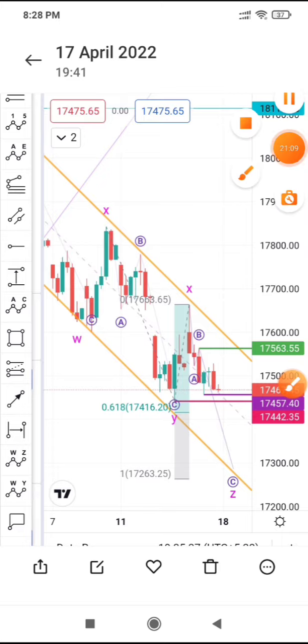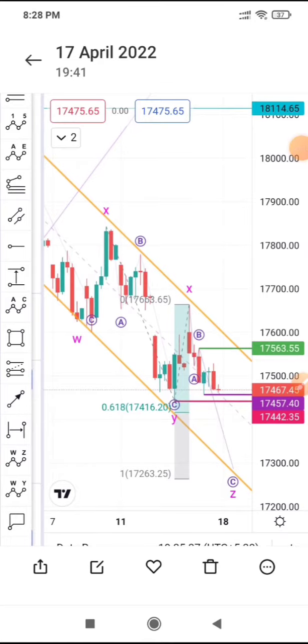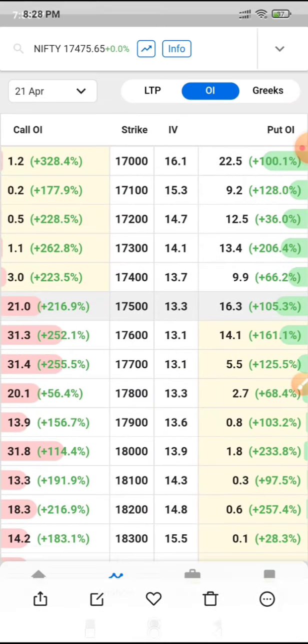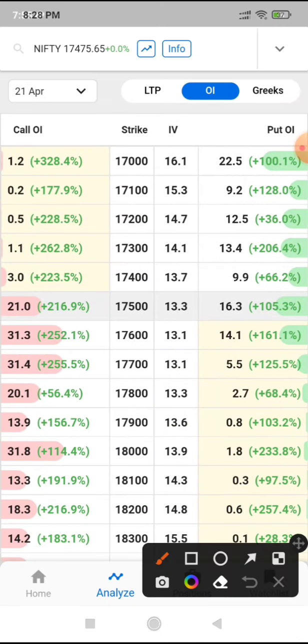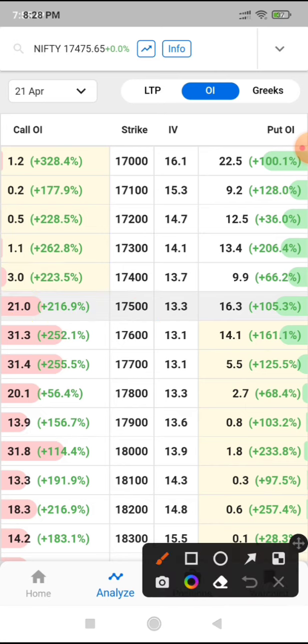So lastly, let's check the option chain data. That will make a couple of things clear. Here you can see that 17,500 has become a resistance. Last Wednesday there was heavy call writing as there was a drop in the Nifty. There was call writing on all those strikes. So now this expiry has 17,500 as the second major resistance.